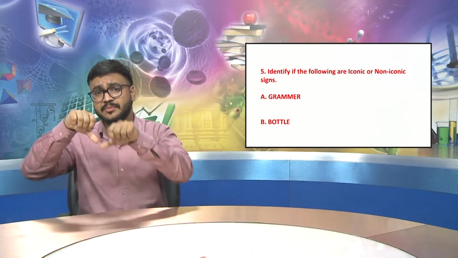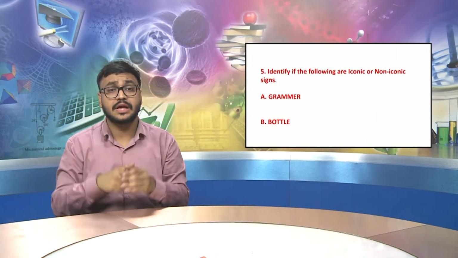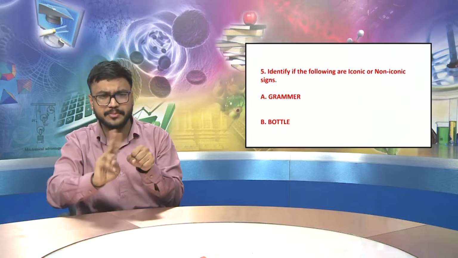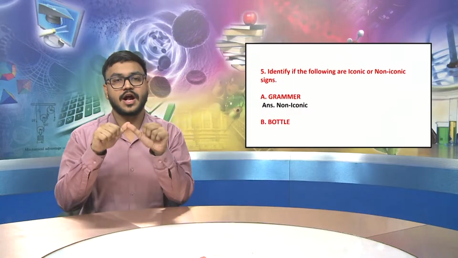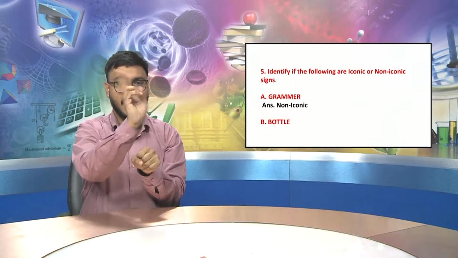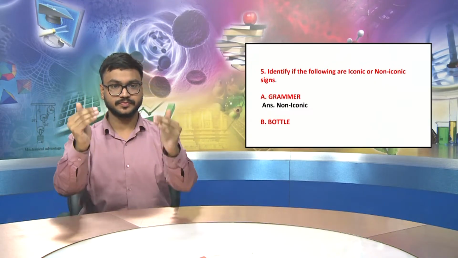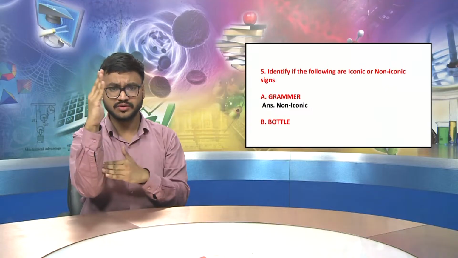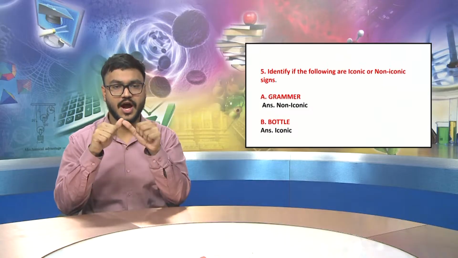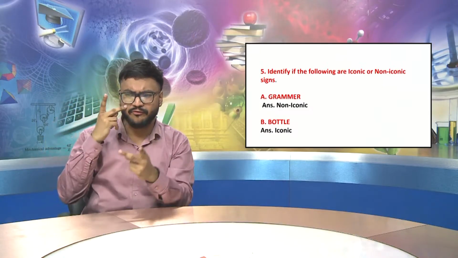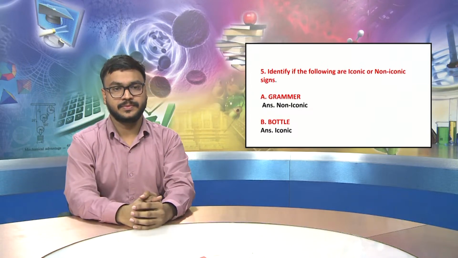Fifth, identify if the following are iconic or non-iconic signs. First, grammar. And we can see the grammar is an example of a non-iconic sign because it is not related to its meaning. Next is bottle. As we can see, bottle is an example of an iconic sign because its form is related to its meaning.